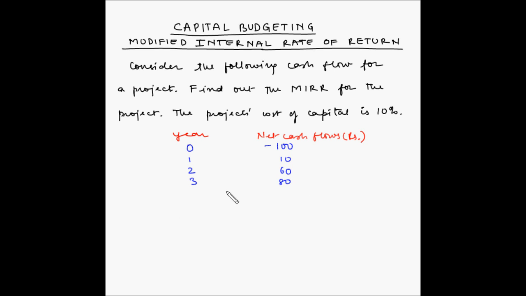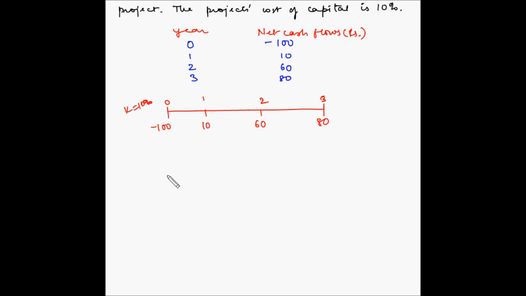So let me first represent this project on a time scale. So this is the time scale for this project, and K is the cost of capital, which is 10%. Now we know that MIRR is the discount rate at which the present value of the cash outflows is equal to the present value of the terminal value of the cash inflows.